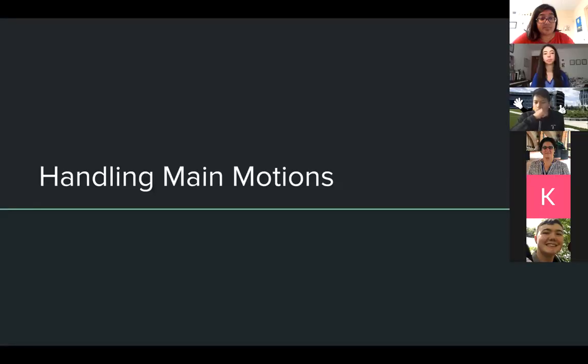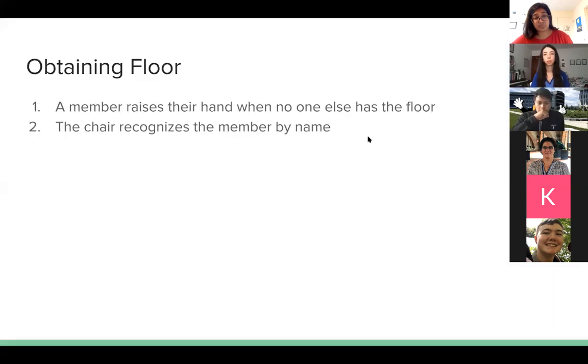And then there is the handling of the main motions. The big thing is obtaining the floor. If you want to put out a main motion, the first thing you have to do is obtain the floor. The main thing is to raise your hand. The chair will call on you, and please do so when no one else is speaking. Don't interrupt anyone.